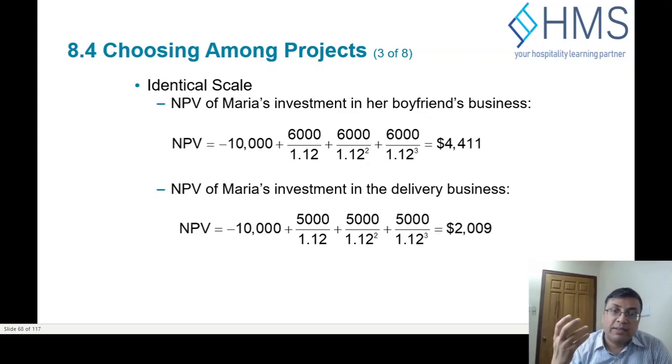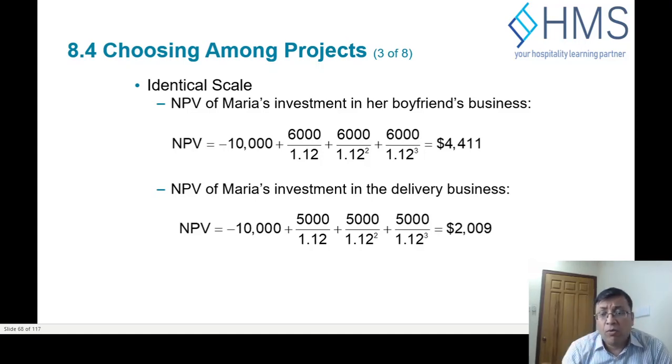Let's say Maria has two different options, starting with her boyfriend's business. One is to invest in her boyfriend's business, which is $10,000, and then she gets a return of 6,000 each year. So her NPV will be 4,400. Or she invests in her own delivery business, where she is going to get an NPV of $2,000. So here the choice is simple. She needs to invest in her boyfriend's business.